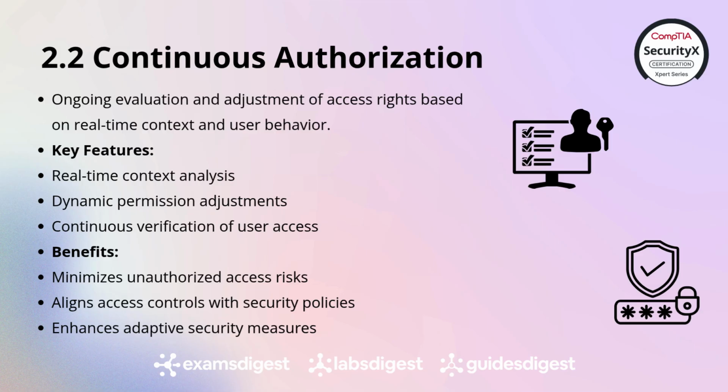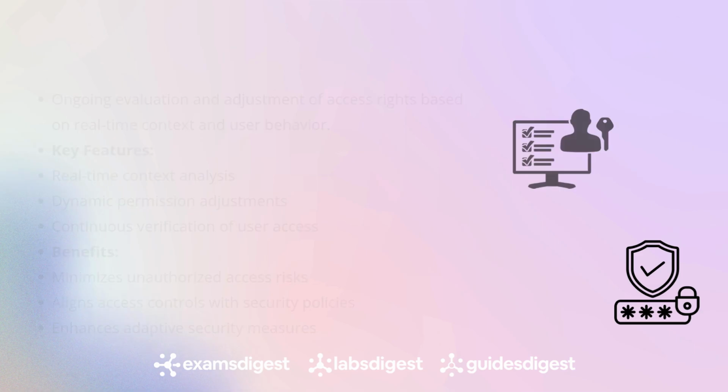Unlike traditional models that grant access based on a one-time verification, continuous authorization ensures that access rights are constantly evaluated and adjusted based on real-time context and user behavior. For example, if an employee's role changes or if they attempt to access resources from an unusual location, continuous authorization can automatically adjust their permissions or trigger additional authentication steps.